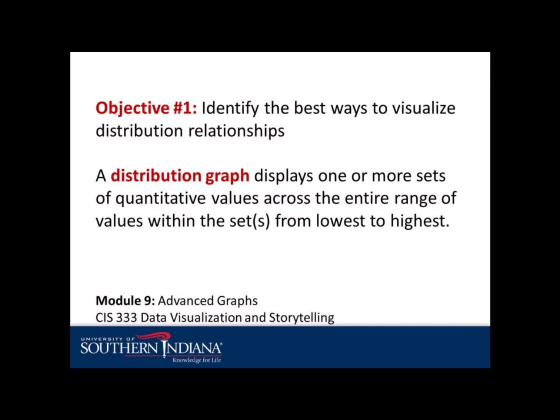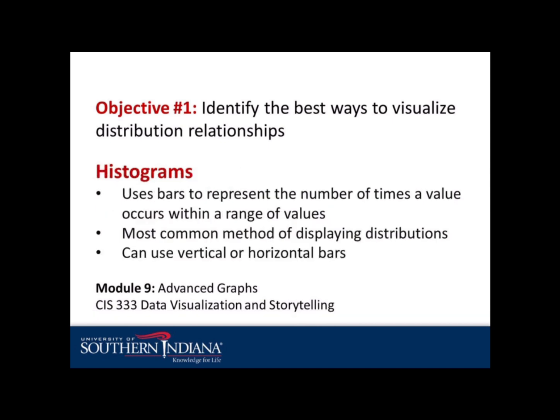A distribution graph is going to display one or more sets of quantitative values across an entire range of values within the set or sets, generally from highest to lowest, or from lowest to highest. And your histogram is your most common method of displaying distribution relationships. Basically, the histogram uses bars to represent the number of times a value occurs within a range of values.